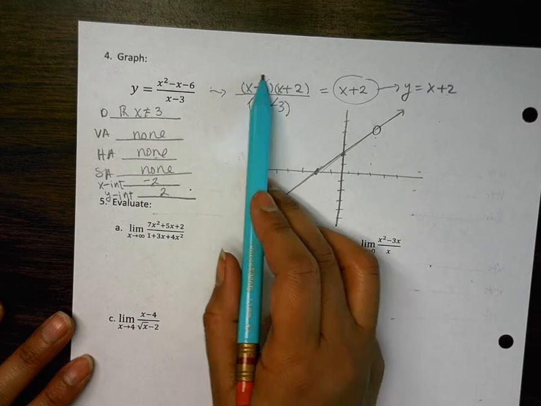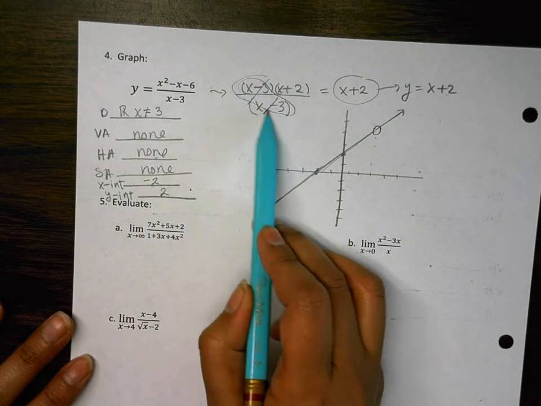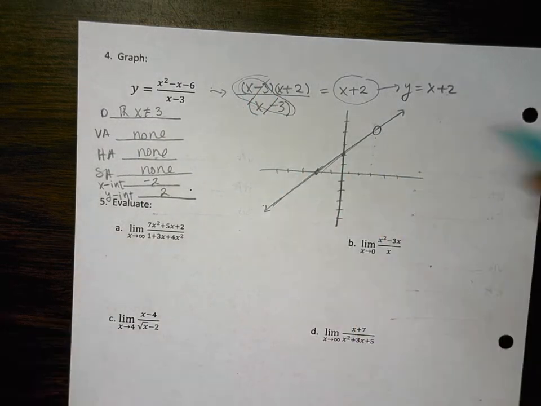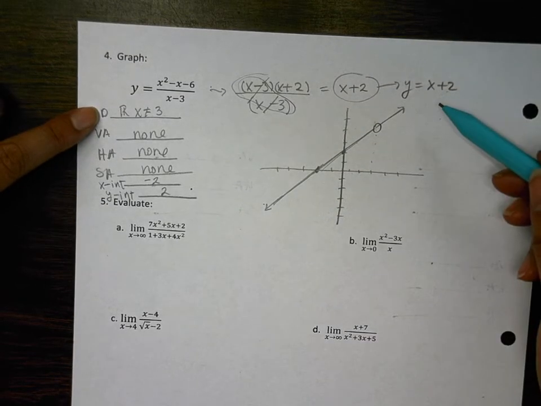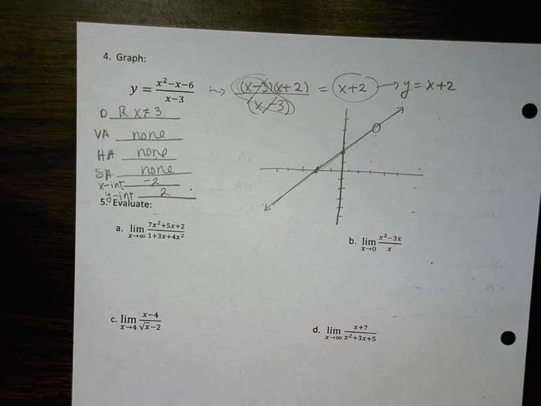And there's the graph. Why is it at 3? Because that was the restriction. X cannot equal 3. Or you can think of it as that's what you reduced. You reduced x minus 3, so you have a hole at x equals 3. Whatever the restriction is. And because it's a linear equation, there's no vertical or slant asymptote, correct, because there's no variable in the denominator.